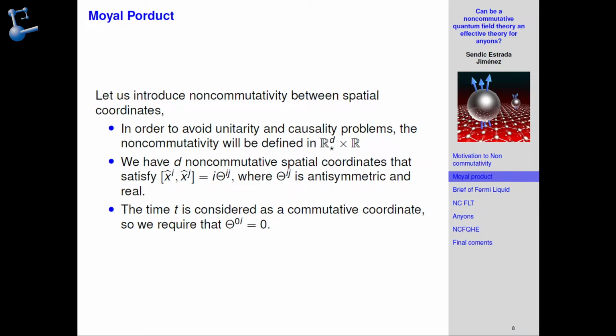This model introduces a non-commutativity between spatial coordinates to avoid unitarity and causality problems. We keep time commutative; only the spatial coordinates are not commutative. This satisfies this relation, and time is commutative.